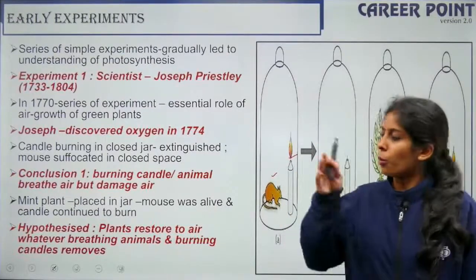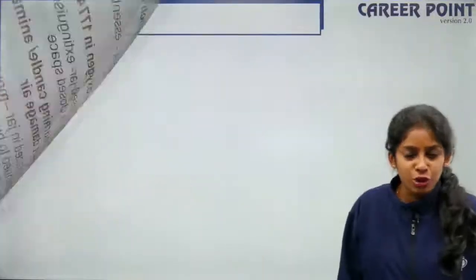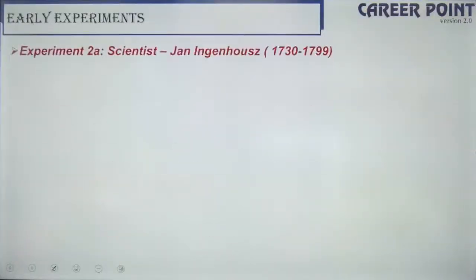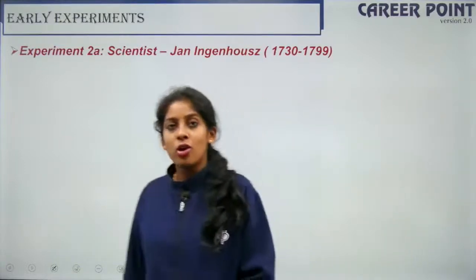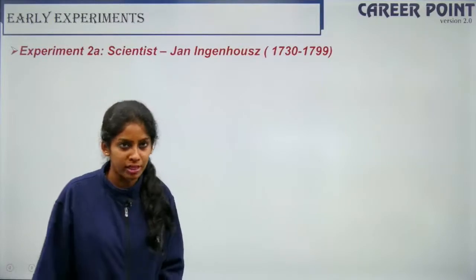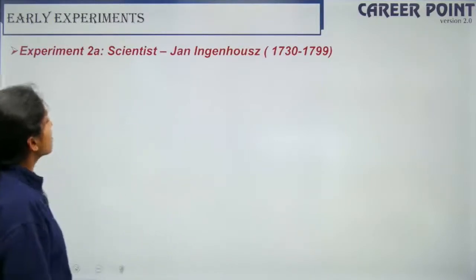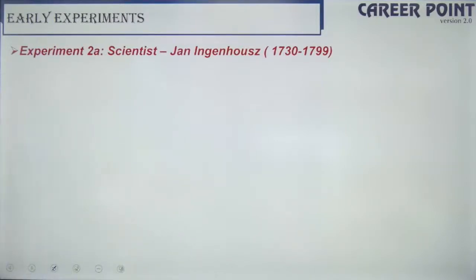So that is what Joseph Priestley's conclusion was. Okay, so experiment 2A. So why have you named it 2A? Because the same scientist did another experiment which I have numbered as 2B. Alright, so here we have a scientist called Jan Ingenhousz.